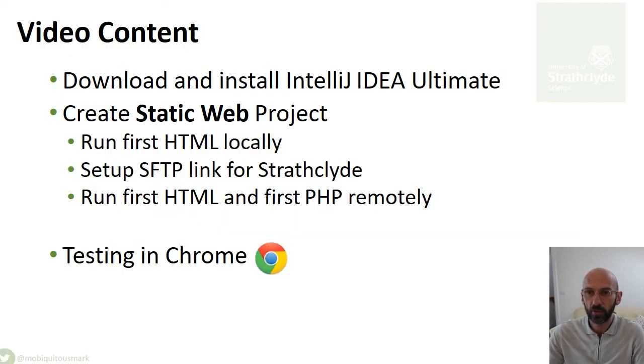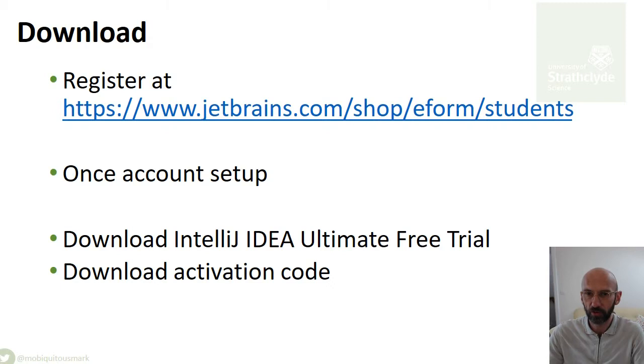In this video, we'll look at downloading and installing IntelliJ's IDEA Ultimate. We're going to create a static web project. We're going to run our first HTML locally. We're then going to set up an SFTP link so that our files are automatically uploaded to Devweb. We'll run our first HTML and first PHP remotely using Devweb. And all the testing will be in Chrome.